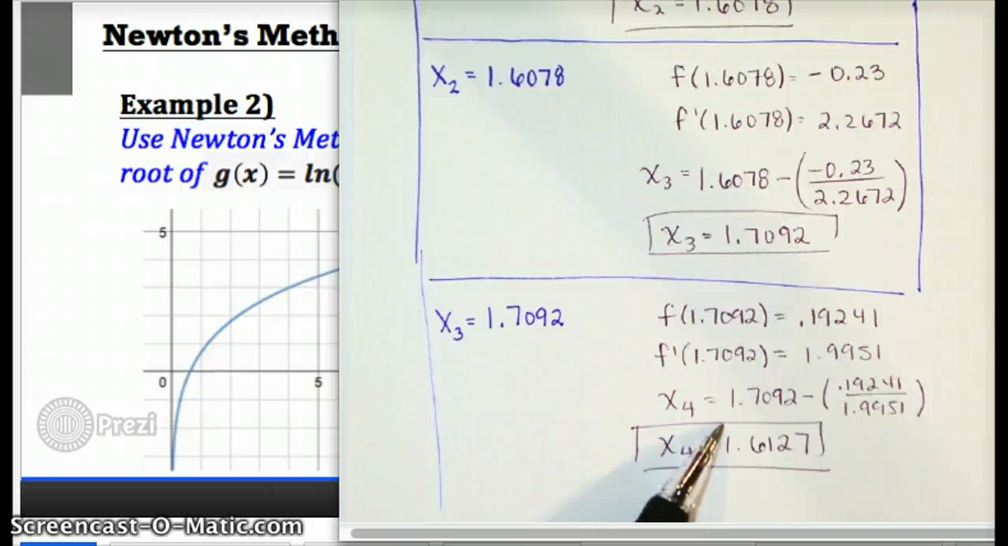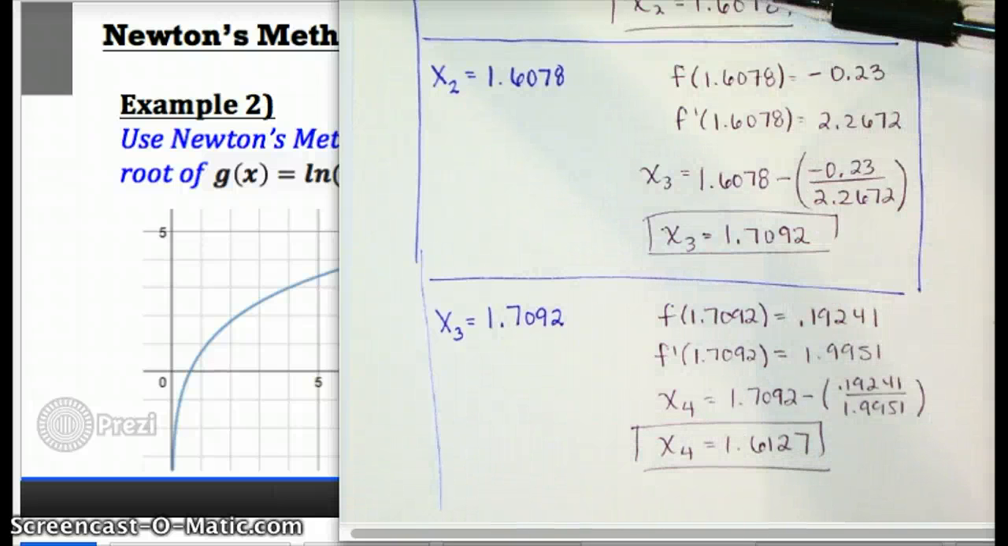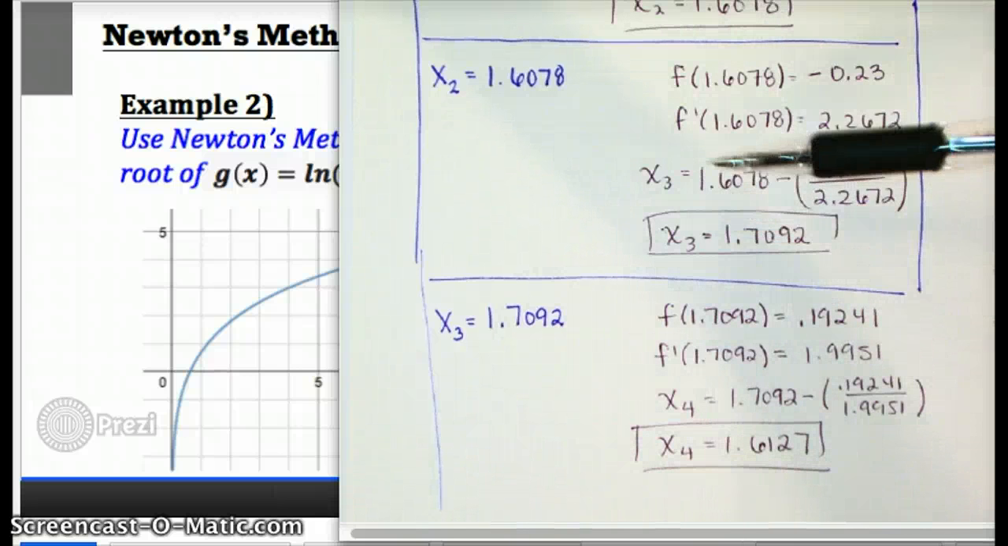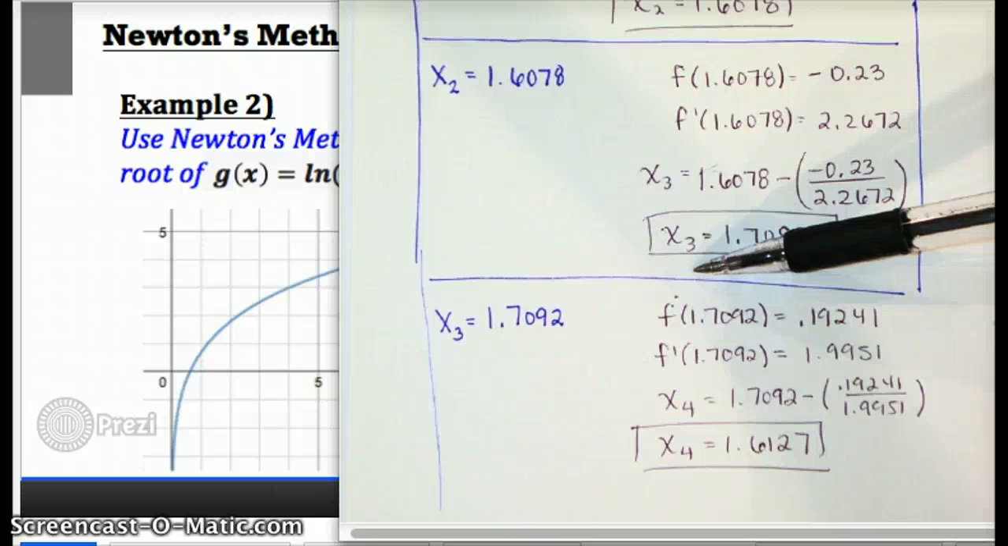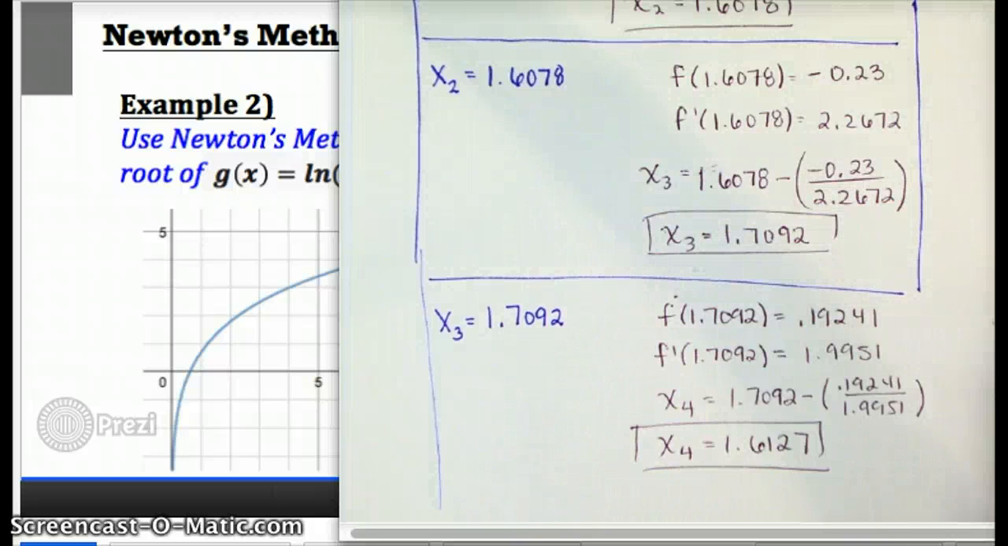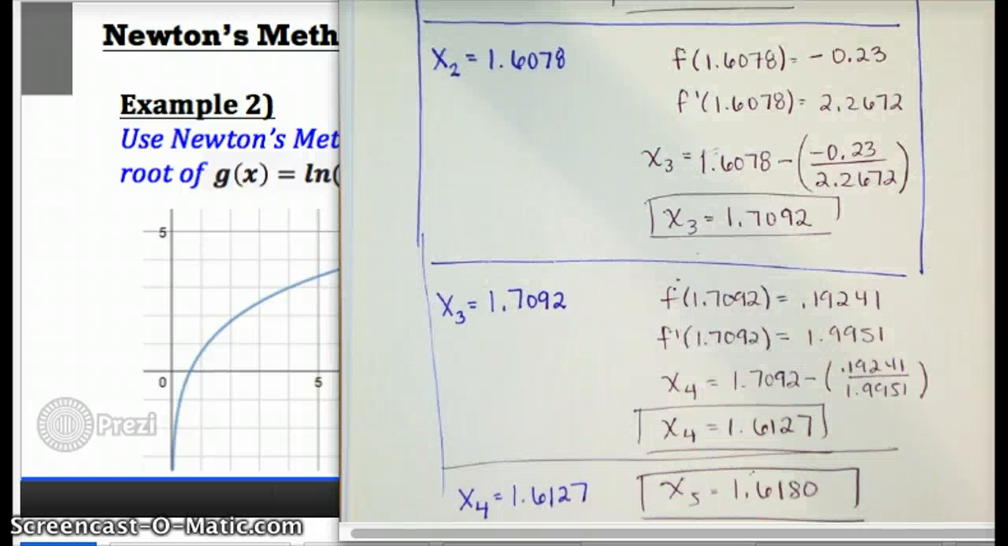So you are guaranteed that you are getting closer and closer to the actual root. You're not guaranteed that you're always going to increase. It could jump back and forth on either side of the true root. Go ahead and find one more. Use x of 4 right here and find one more approximation. What do you get? When I tried it, I got 1.6180.